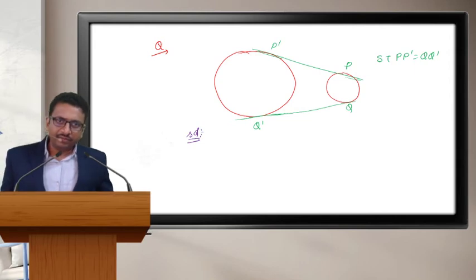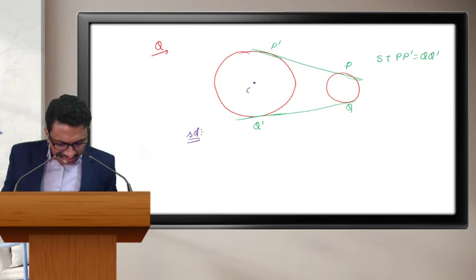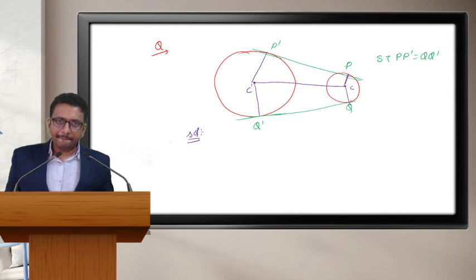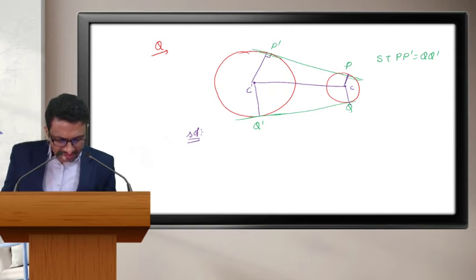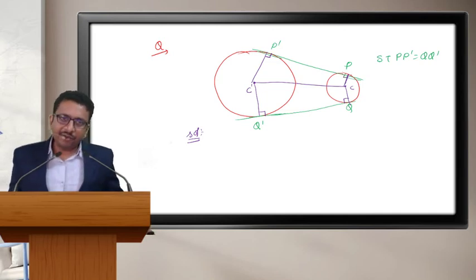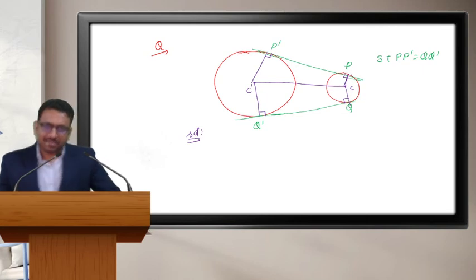Yes sir, we have to join with the radius. Let us do some construction. Let us take the centers C dash and C. Let us join the centers. Let us draw the radii. This angle is 90 degrees, and this angle is 90 degrees. But directly you cannot prove that PP dash is equal to QQ dash from this construction. You need one more construction. What is it?